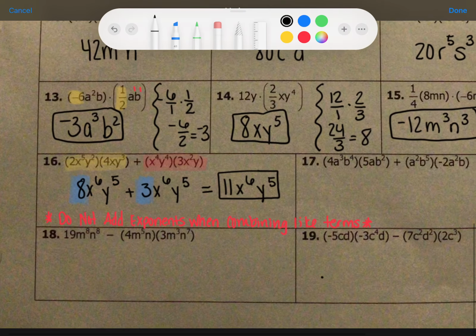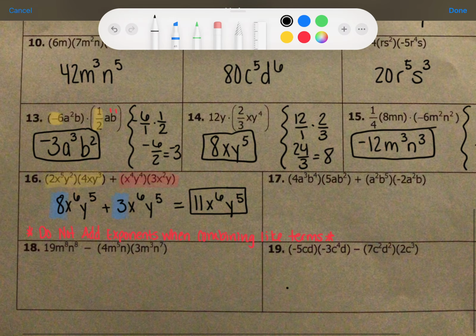All right, so I want you guys to try number 17. Go ahead and pause the video and then unpause the video and see if you got it correct. So hopefully you got 20, no cheating, but pause that video. 20a to the 4th, b to the 6th, plus a negative 2a to the 4th, b to the 6th. Because remember, you're multiplying, so you are allowed to add your exponents.